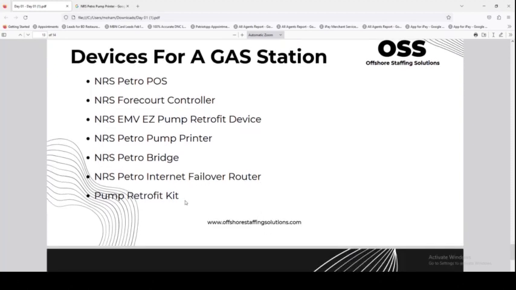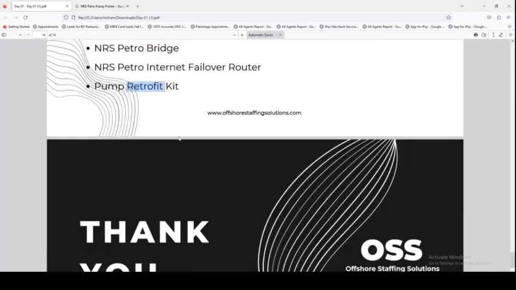Pump retrofit kit. So don't even take a note on this as well. I don't know why this is in the training, but it's okay. These two are not important. So far, if you have taken notes on all of them, you're good to go.